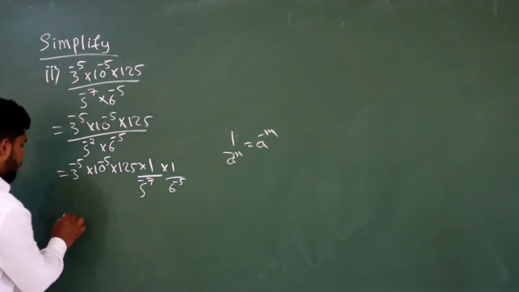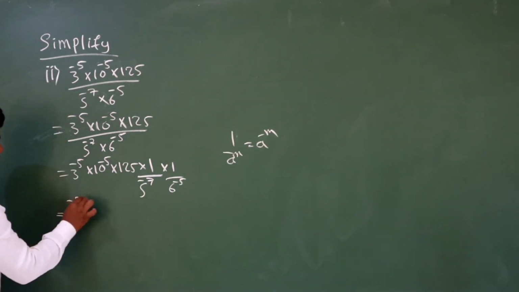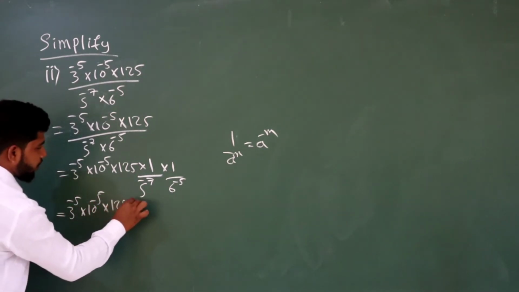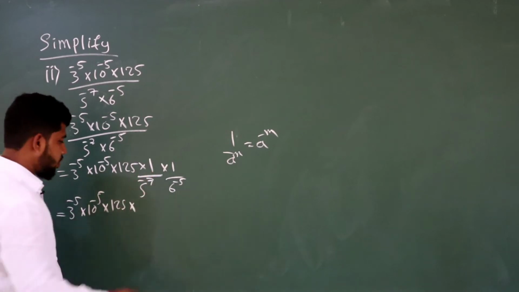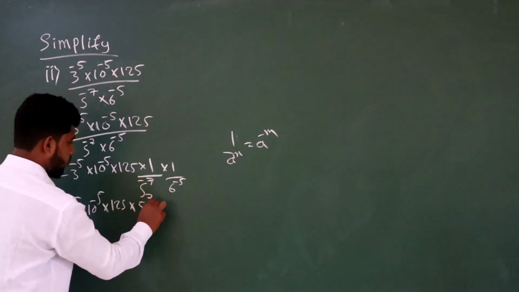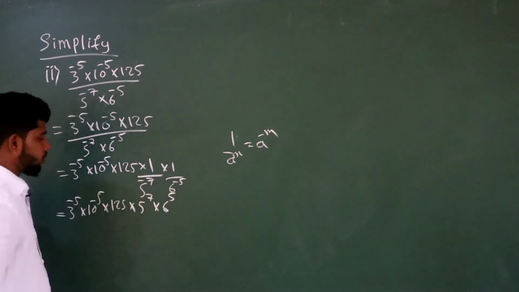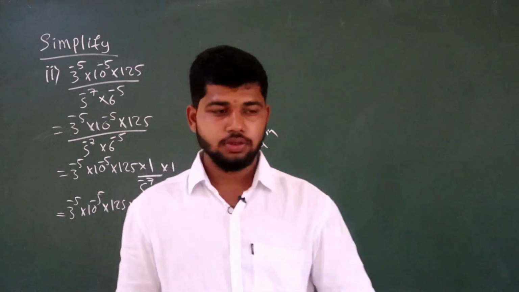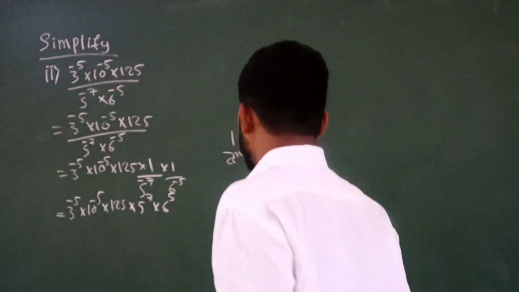Now look at the problem here: 3 raised to minus 5 into 10 to the power of minus 5 into 125 divided by 5 raised to minus 7 into 6 raised to minus 5.